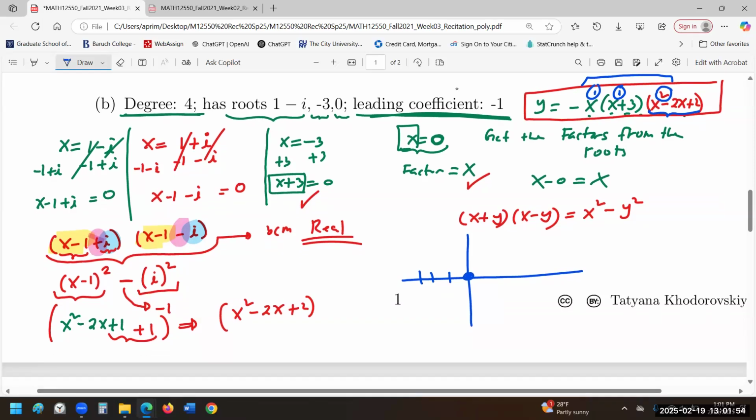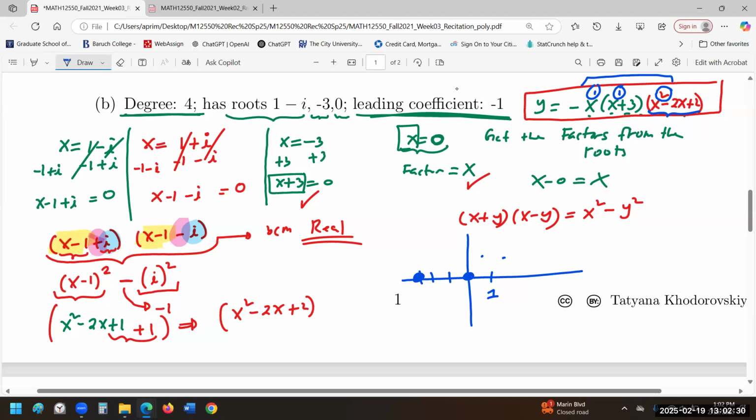So we have 1, 0 is 0, and 1, 0 is -3. These are real. And the other one is 1 minus i and 1 plus i. So this is 1. Minus i means a little bit before 1, and plus i means a little bit after. So these are imaginary. I don't know where they are, above the x-axis or below the x-axis.